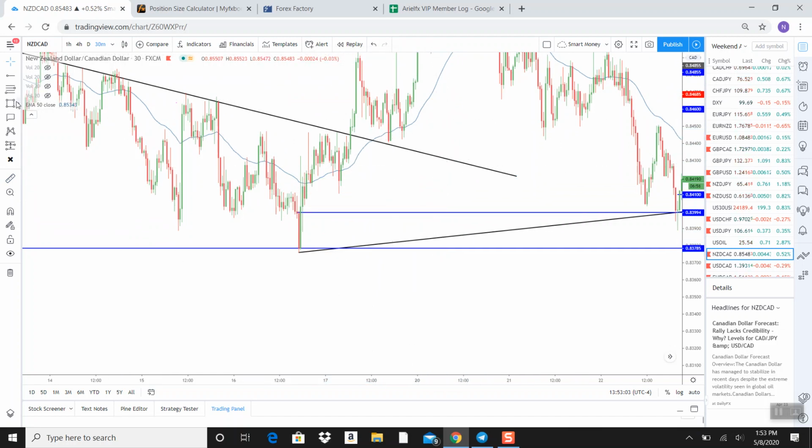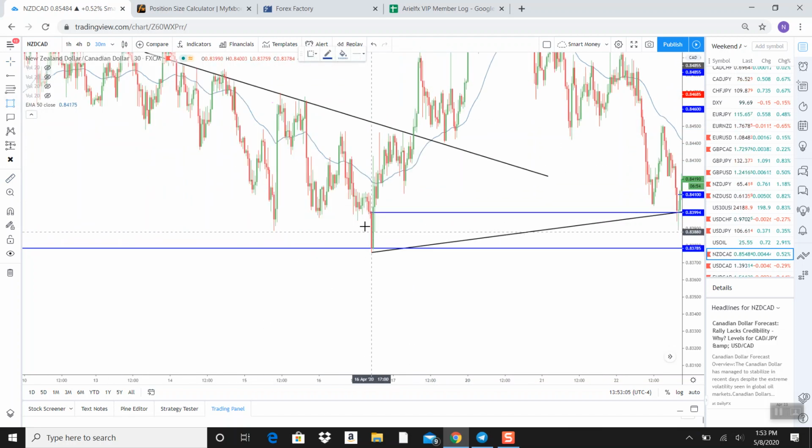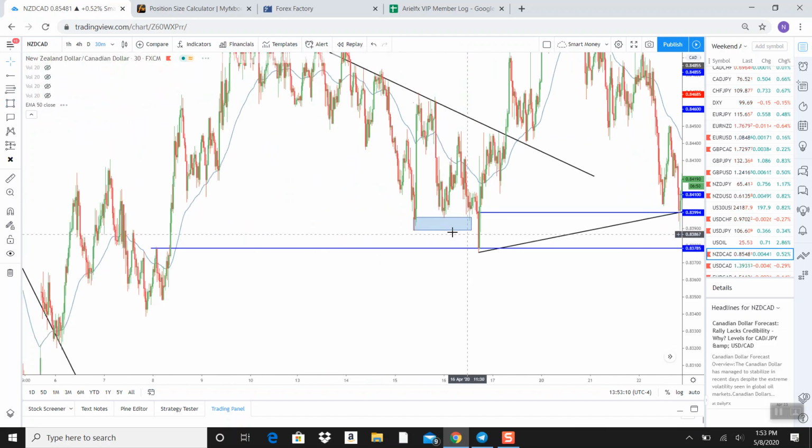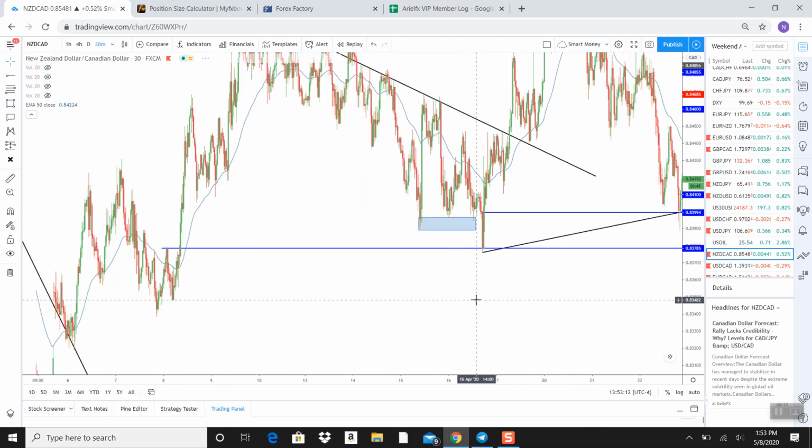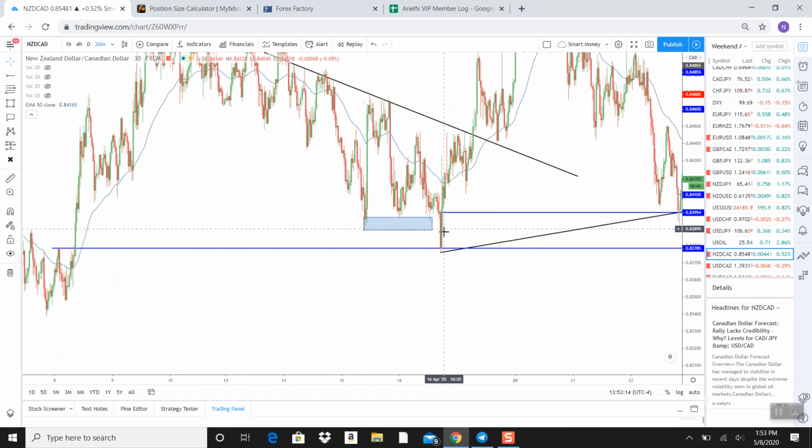And what did it do in doing so? We took out all this liquidity. There's retail trading stop losses below this level. And what else did we do? We came down and we filled this imbalance here. So you can see how all this is painting a picture and coming together. This is exactly how we trade. We wait for these confluences to arise, and then we execute from them.